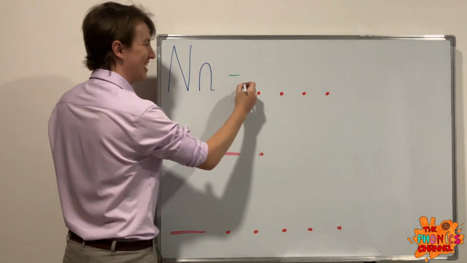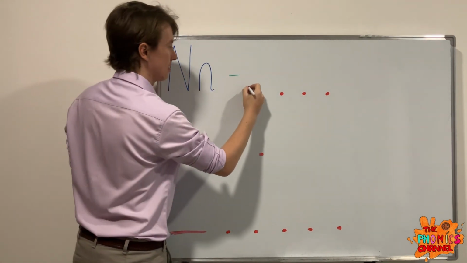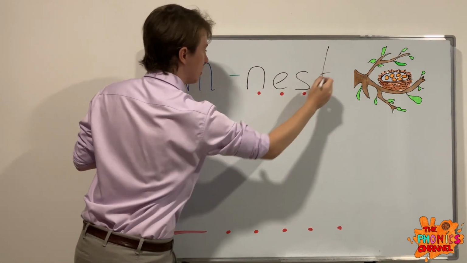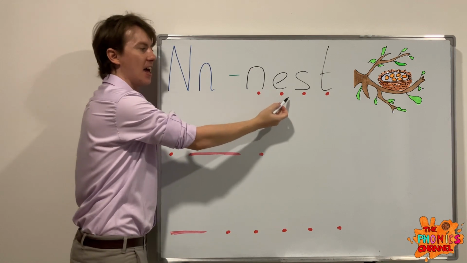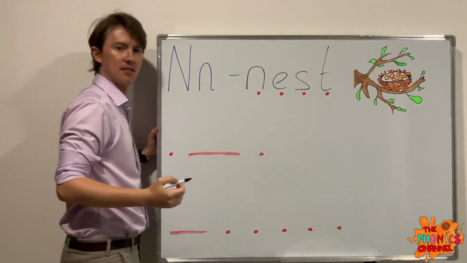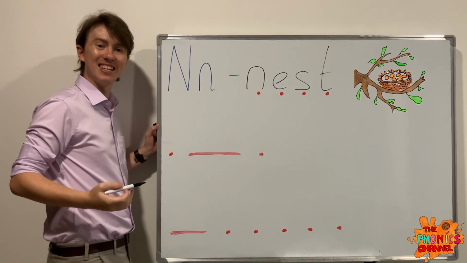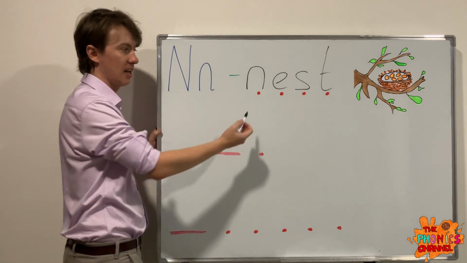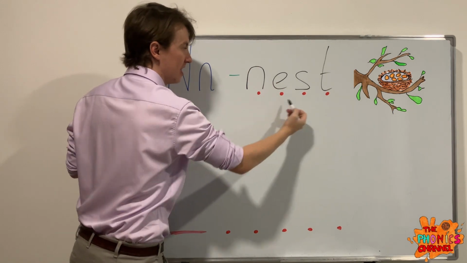Our first word is nest. N-E-S-T, nest. The bird is in the nest. Could be a sentence. Nest, N-E-S-T, nest.